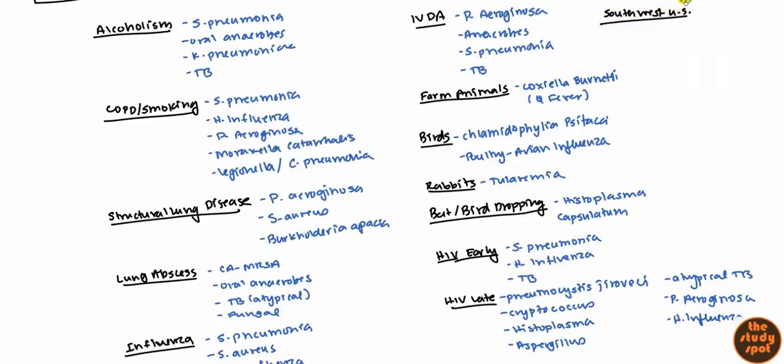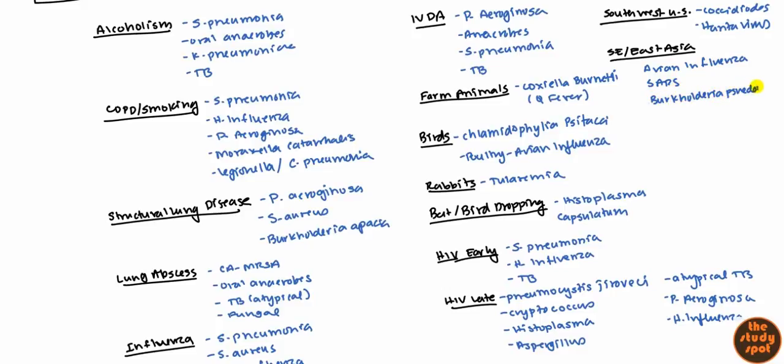Now, depending on location, you can also get certain bacteria or fungi. In the southwestern U.S., Coccidioides is very common, as is hantavirus. If someone is from Southeast or East Asia, so this is China, India area, you want to think of avian influenza, you want to think of SARS, or even Burkholderia pseudomallei. Hotel and cruise ships are commonly a risk factor for Legionella, as well as being old and smoking and all these other factors.